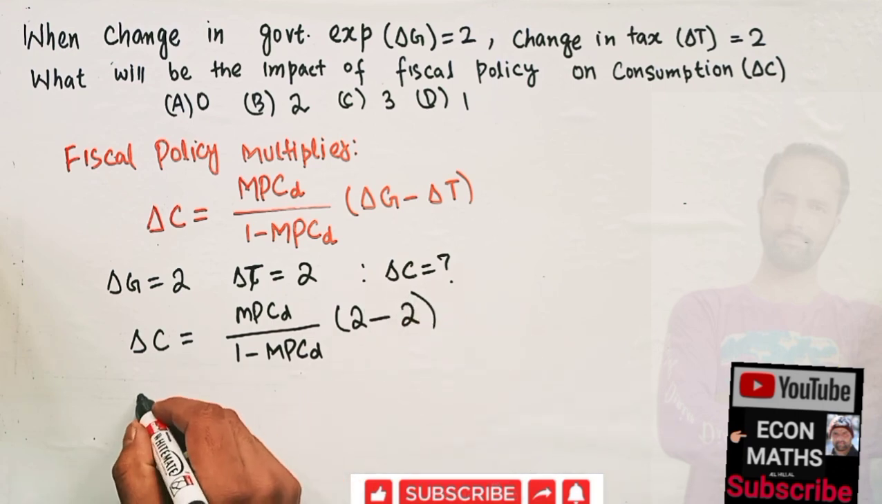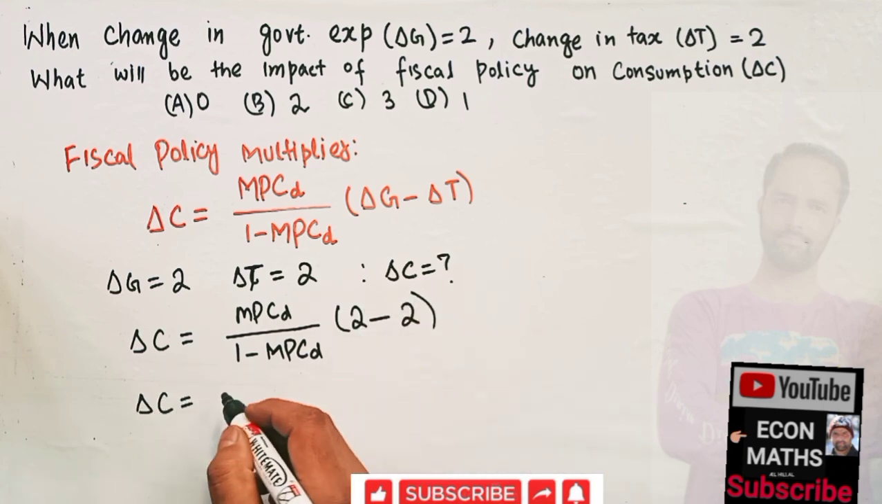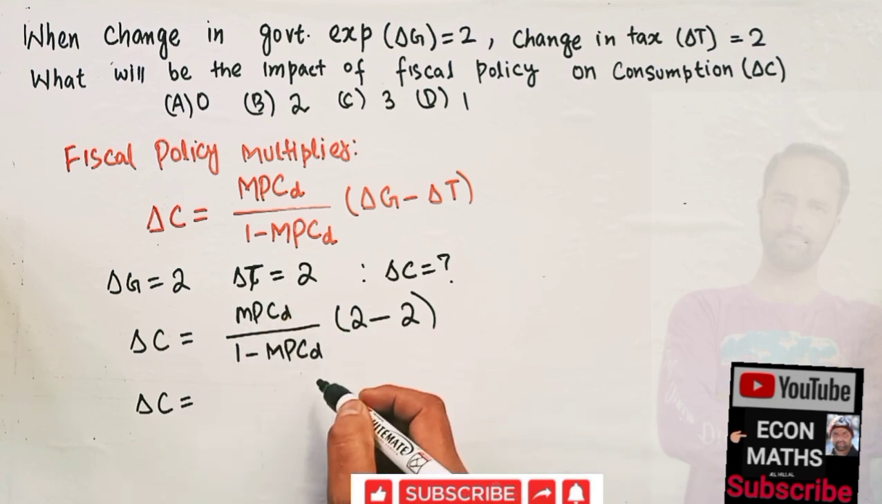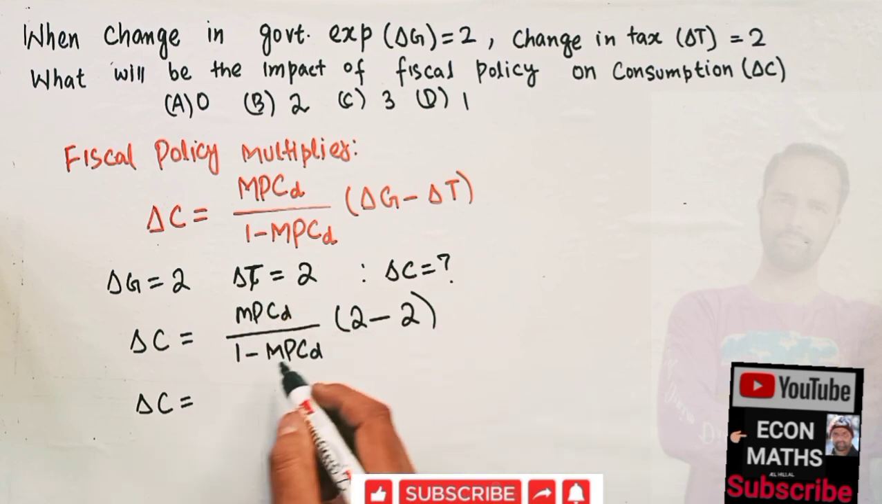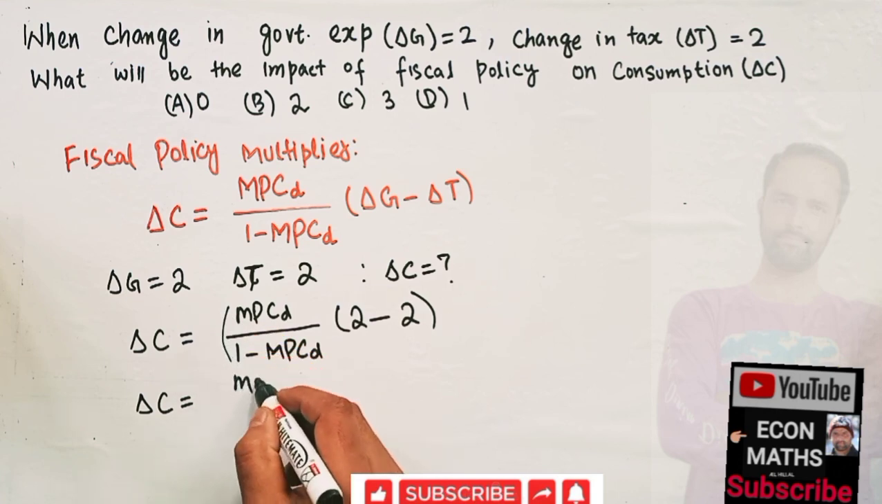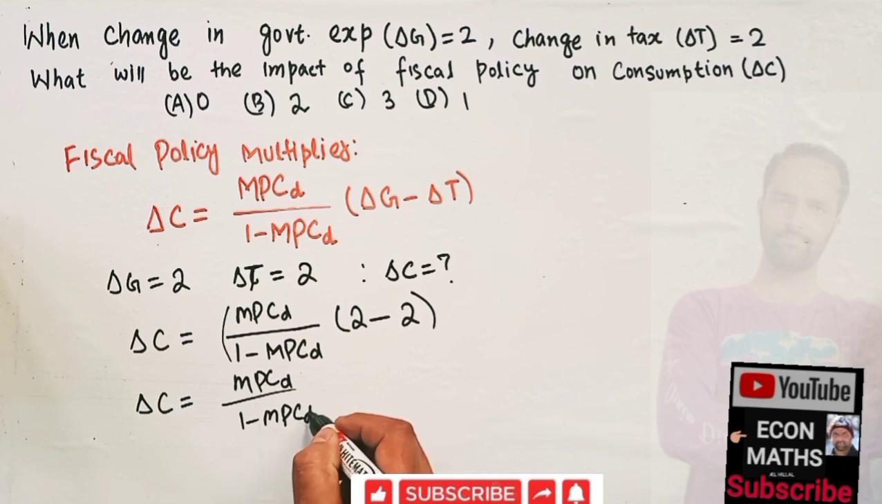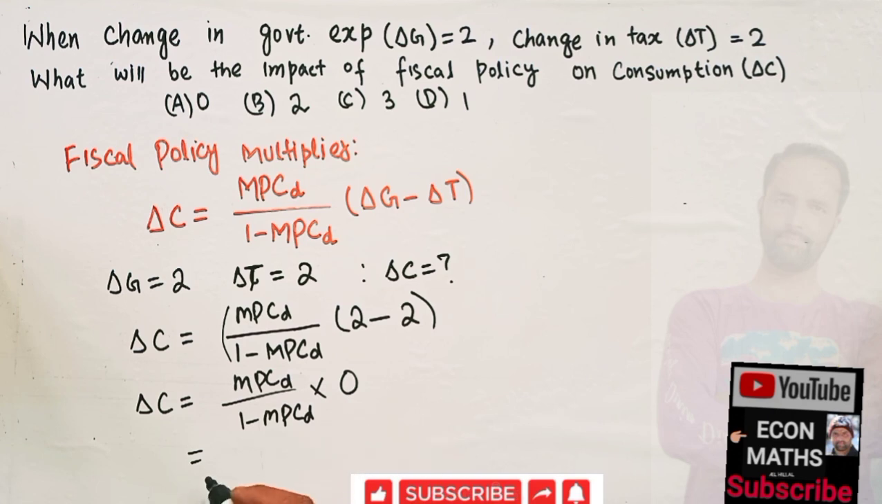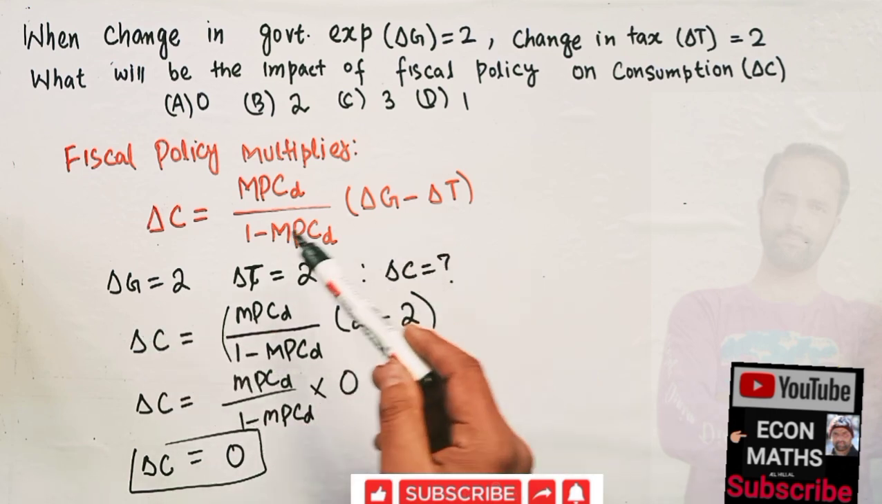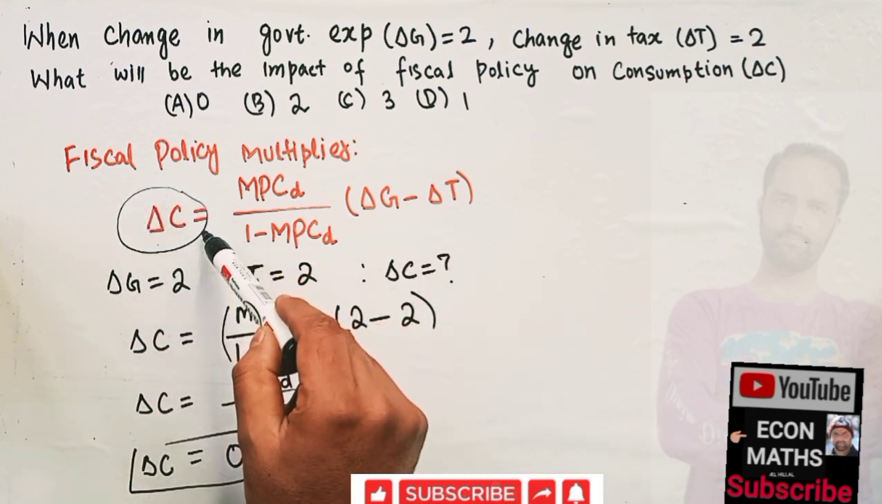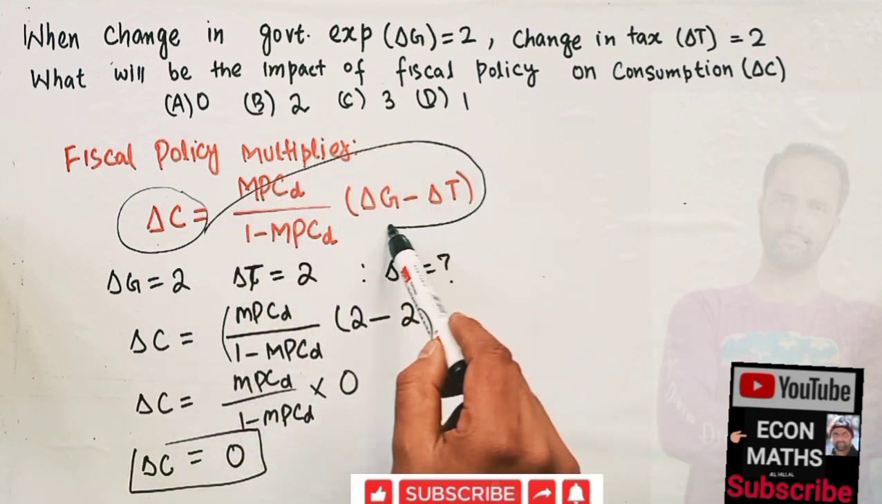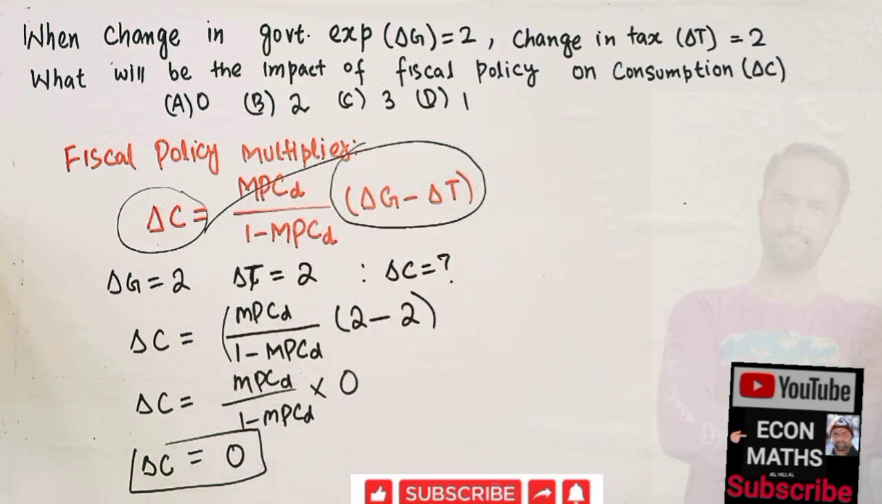So this becomes del C is equal to MPCD upon 1 minus MPCD, multiplied by 2 minus 2, which comes out to be 0. Multiplying this with 0 will become 0. That means change in consumption will be equal to 0. So this tells us that change in consumption is directly proportional to budget deficit.